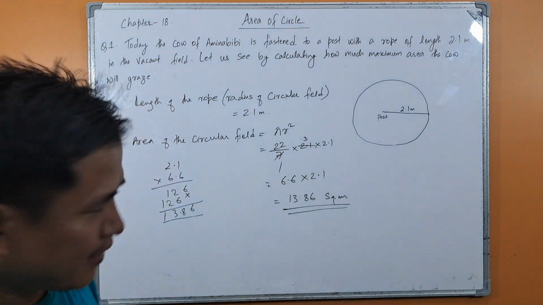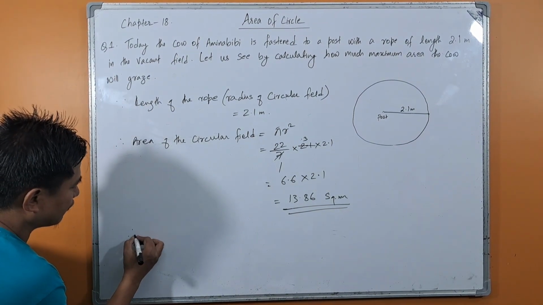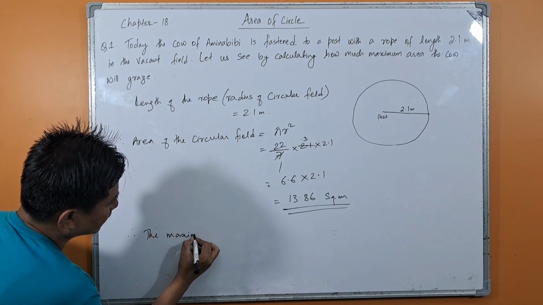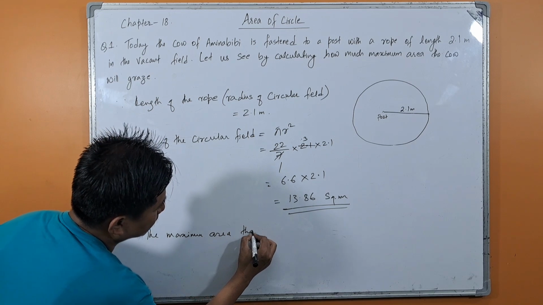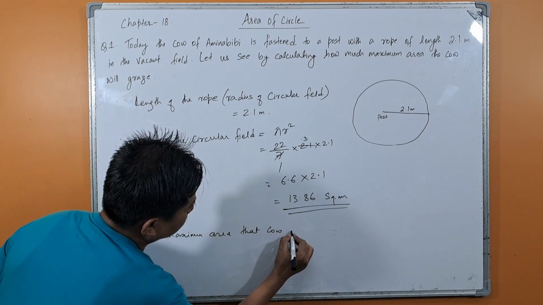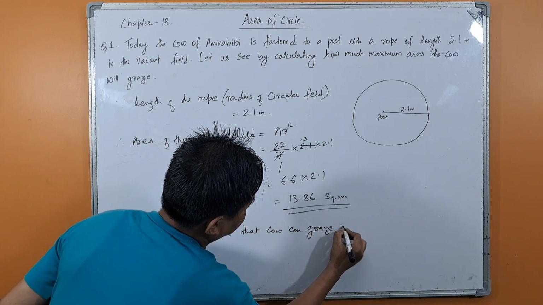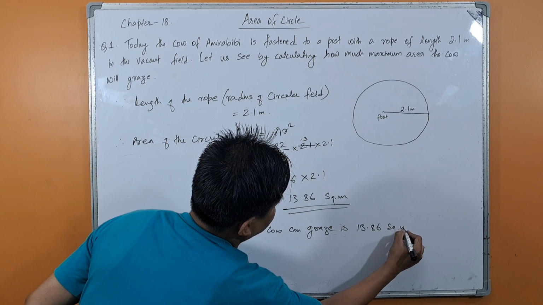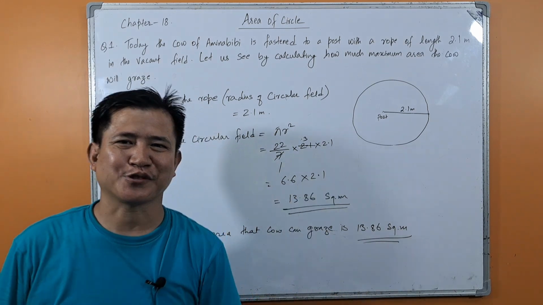So let me write that in the statement. Therefore the maximum area that cow can graze is 13.86 square meters. So this is the solution for question number 1. Let us move on to question number 2.